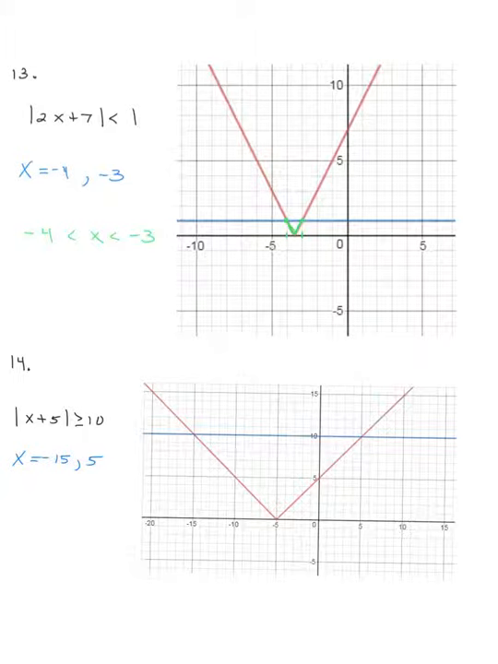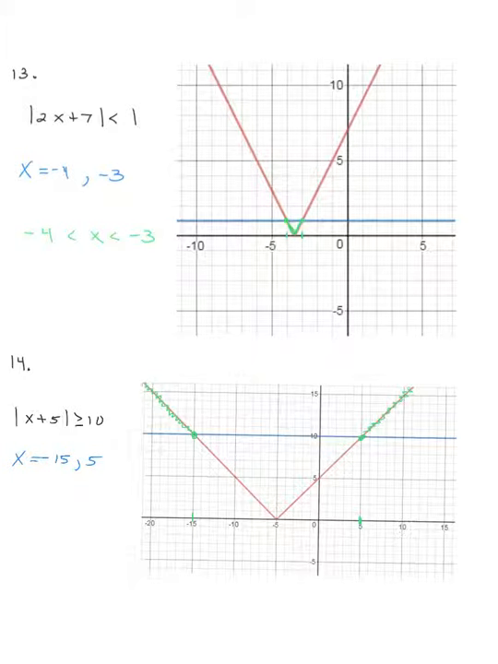To solve question 14, we're going to use problem 1, where we got the two solutions for negative 15 and also positive 5. On my graph, that appears here and here. So it makes sense that negative 15 and positive 5 are the two solutions. Now, the place where the absolute value is greater than 10 is referring to this portion of the graph, as well as this portion of the graph.